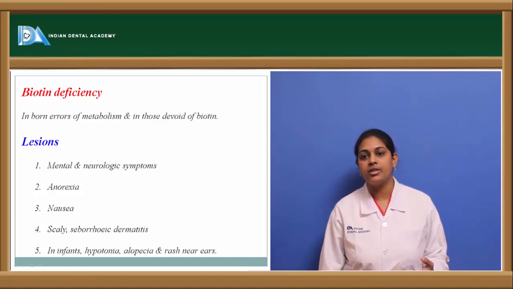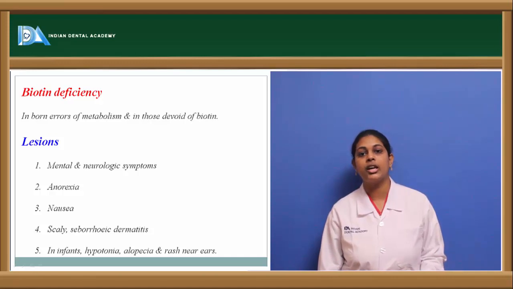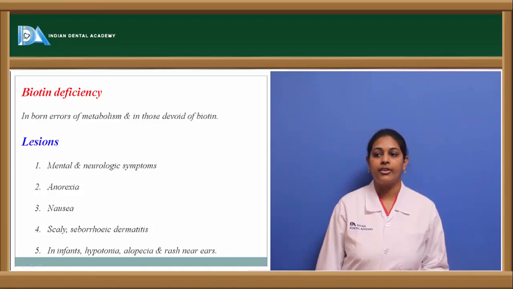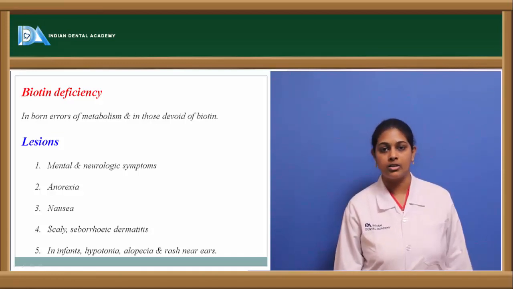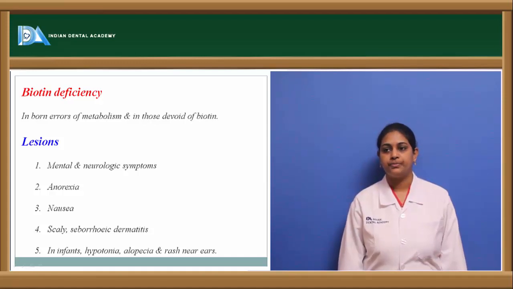When it is being identified in infants, these patients usually manifest with hypotonia, that is decrease in the motility, alopecia, that is hair loss, and a rash usually accompanied in the ears. So these are certain lesions associated with biotin deficiency.